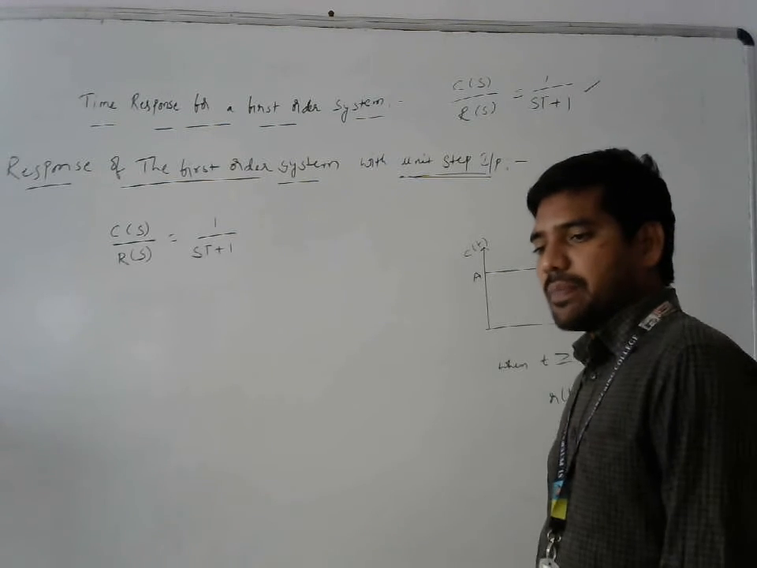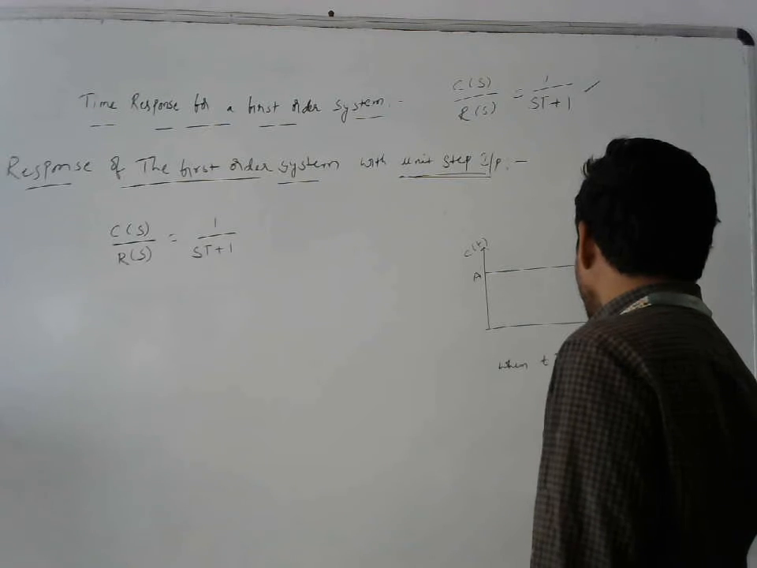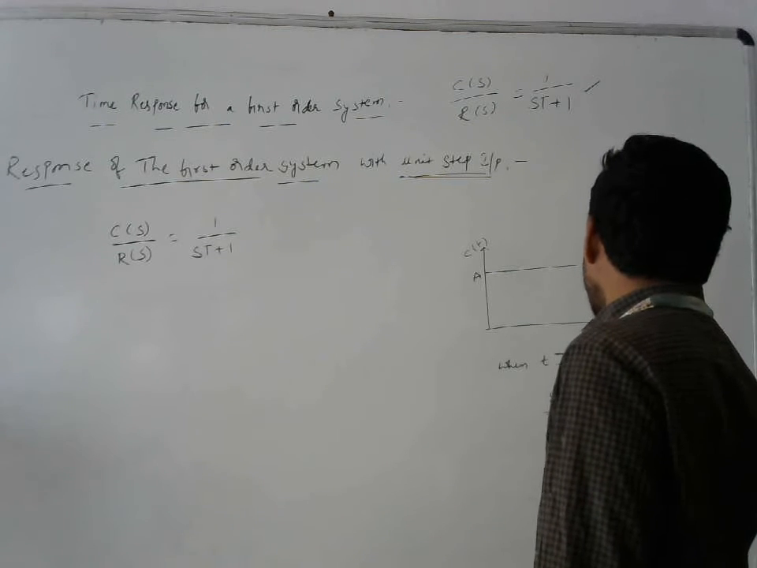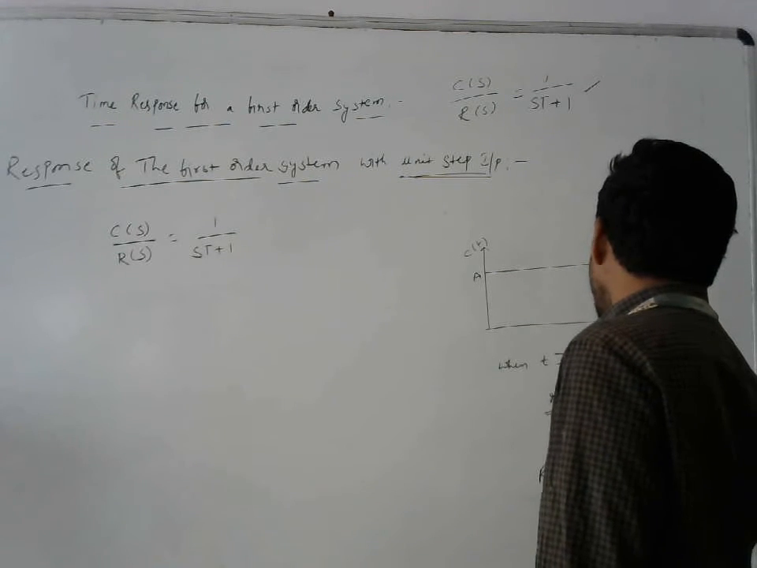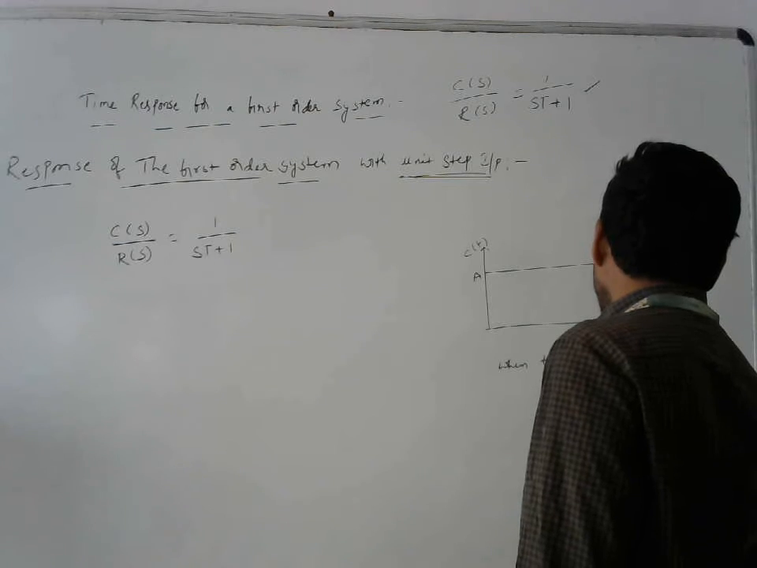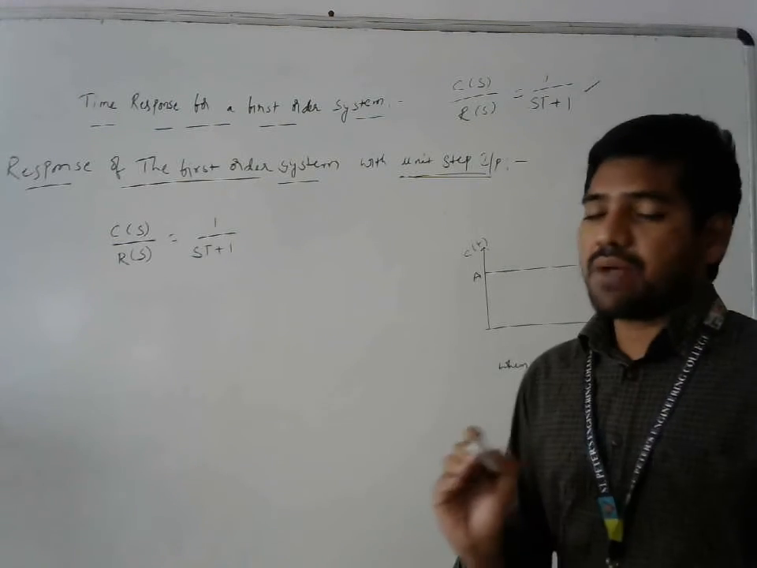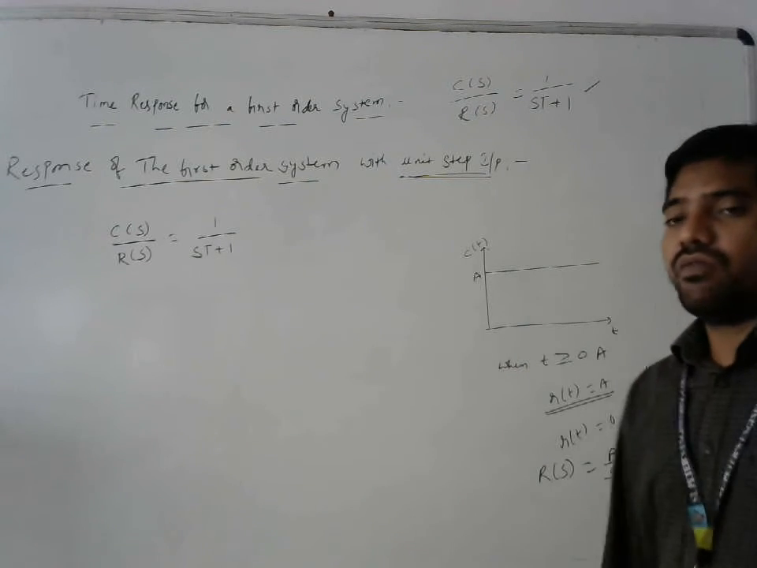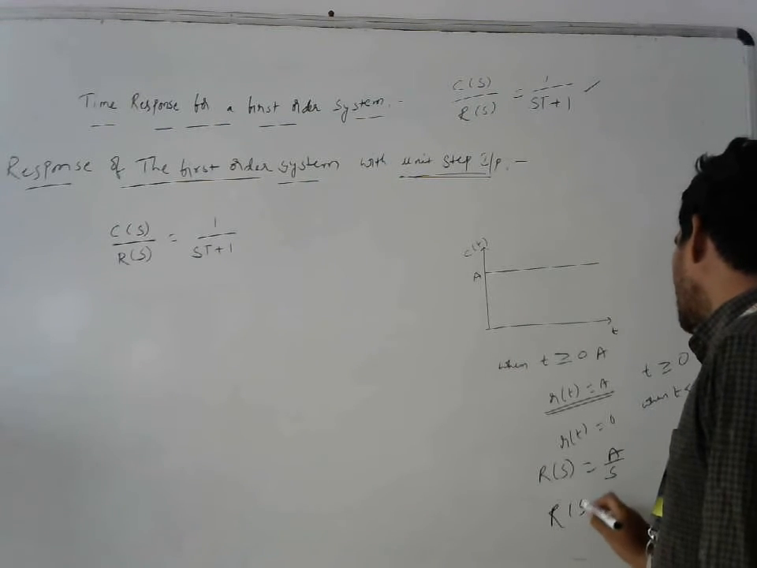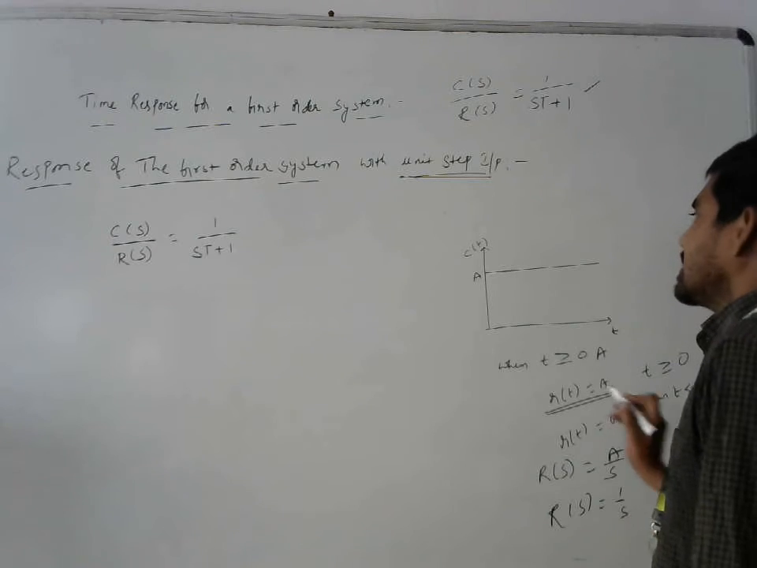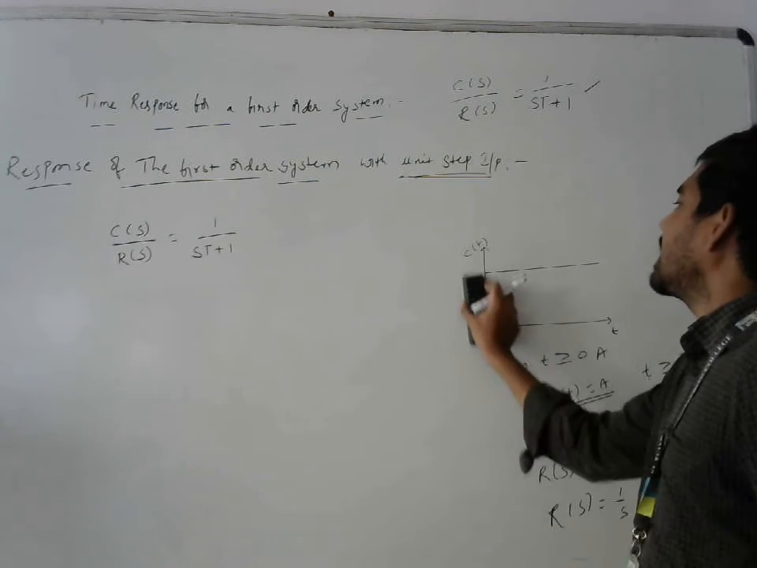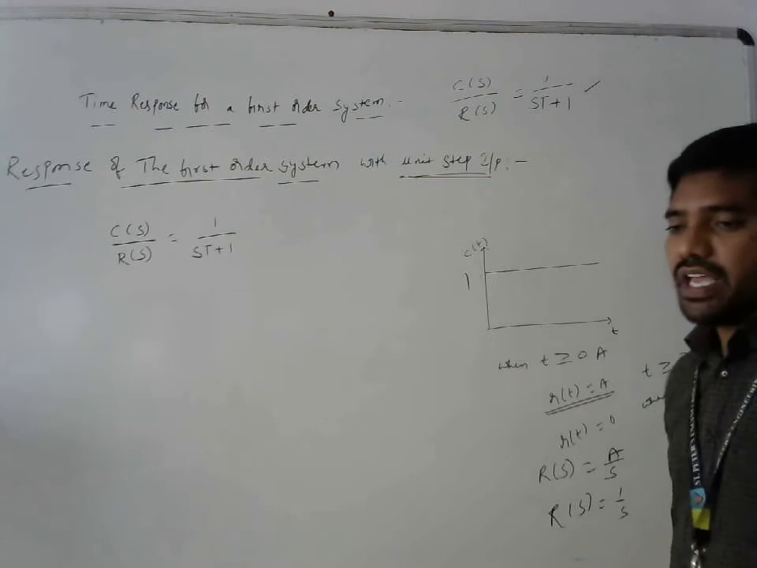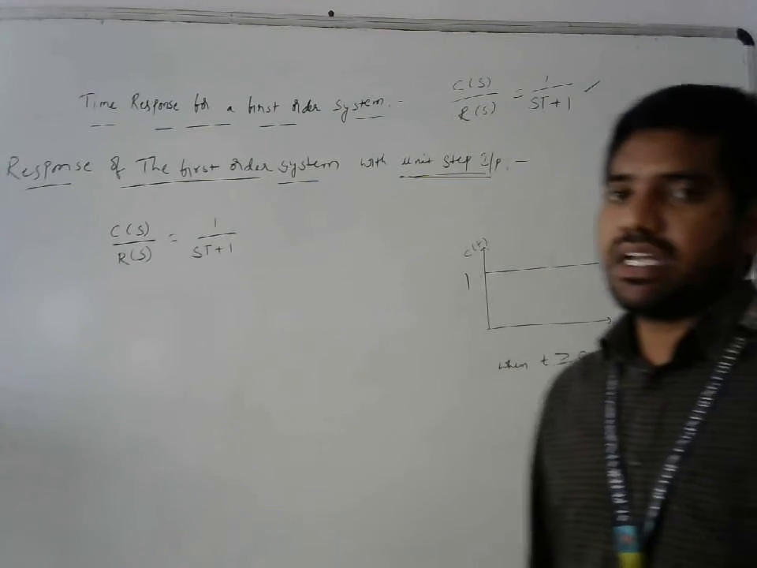For example, if I am applying the Laplace transform to that r(t), what is the R(s) value? R(s) is equal to A by s. Now which signal am I going to consider? A unit step input. Unit means 1 here, so R(s) equals 1 by s. That means here it will become 1 instead of A, for the unit step input I am considering.